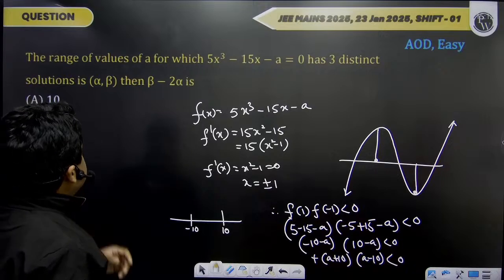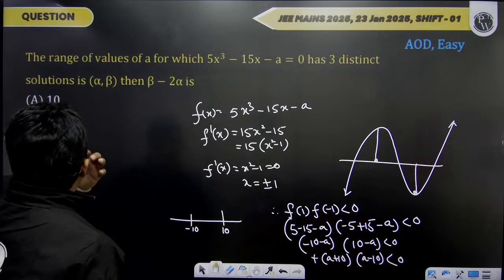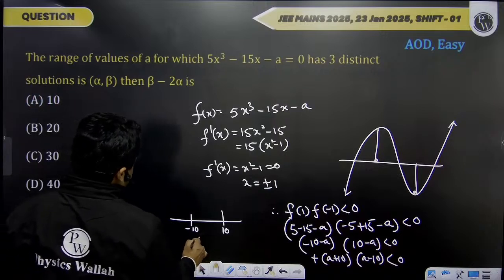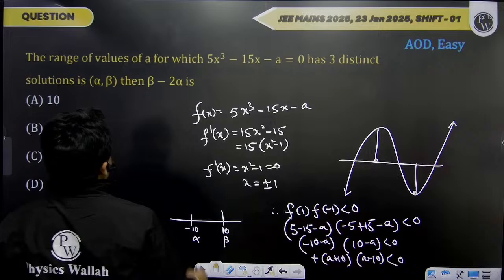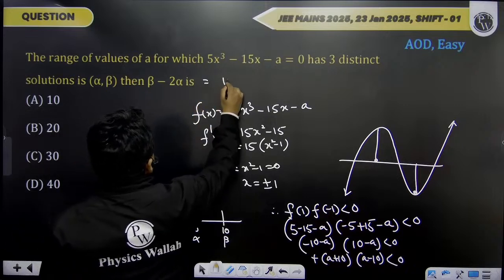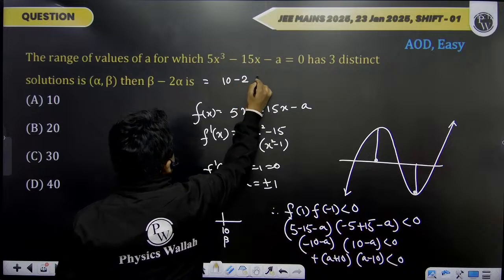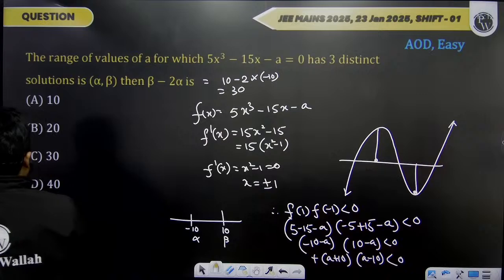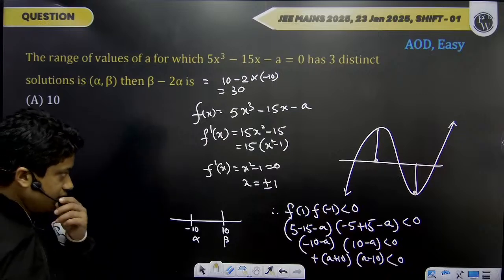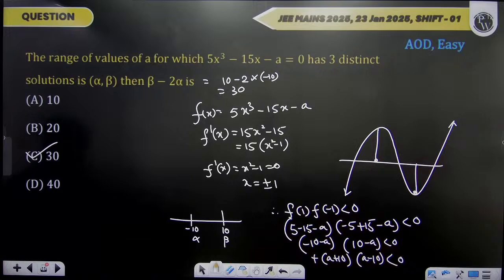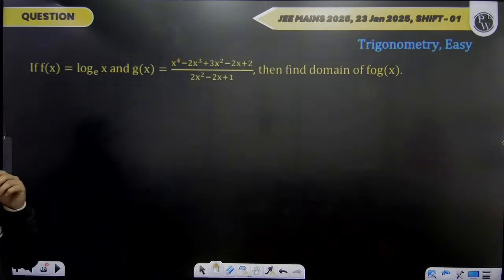So if a is coming from minus 10 to plus 10, so they have given the range is alpha comma beta, so we can take it as alpha and this as beta, and they are asking beta minus 2 alpha. So therefore beta minus 2 alpha will be equal to what? 10 minus 2 into minus 10, so this will be equal to 30. So in this question, option C will be the correct answer. All right, so let's move ahead to the next question.